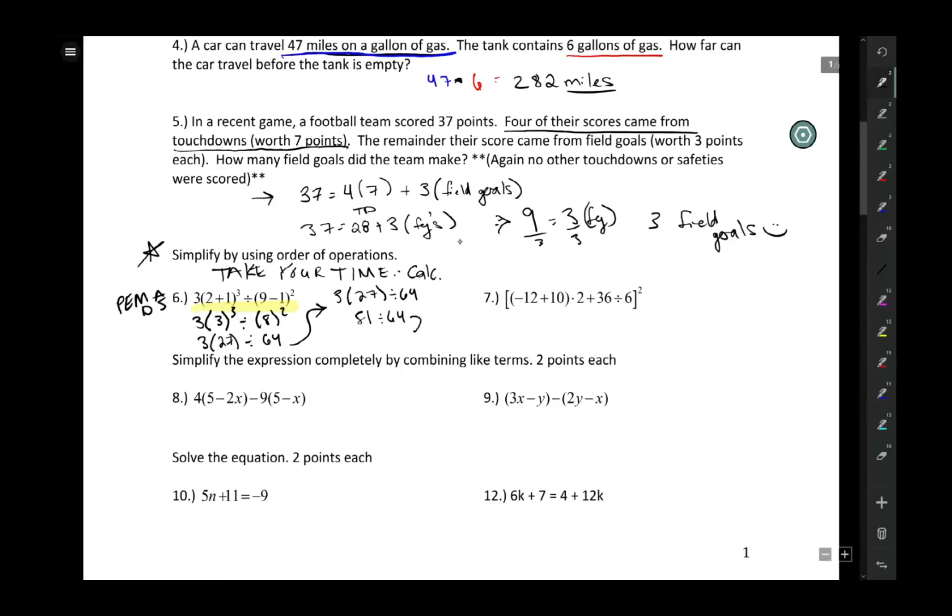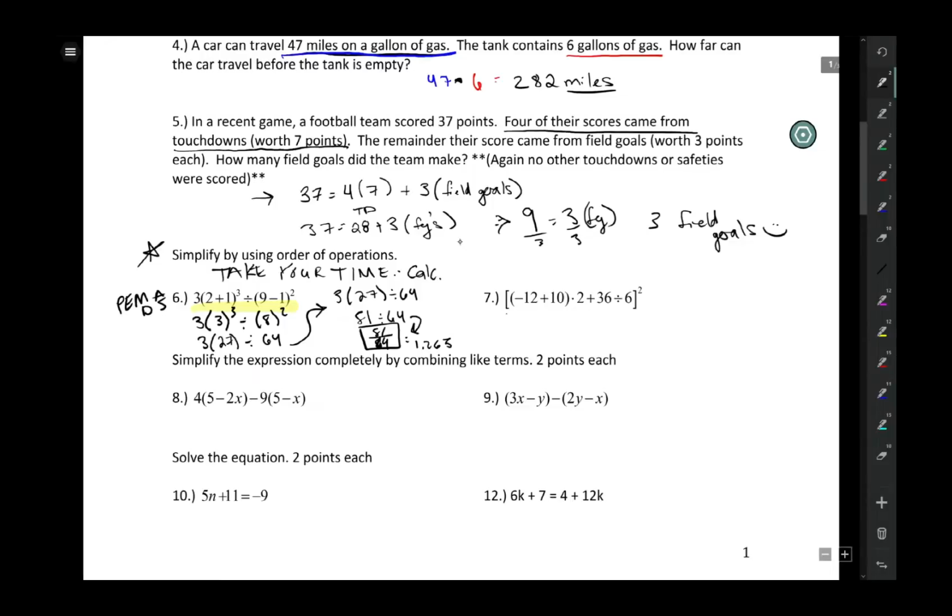And 81 over 64 is your final answer. I will accept the decimal, which is about 1.265, but prefer the fraction. Okay.